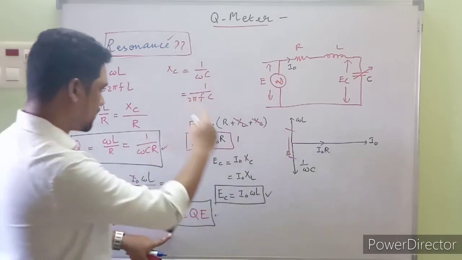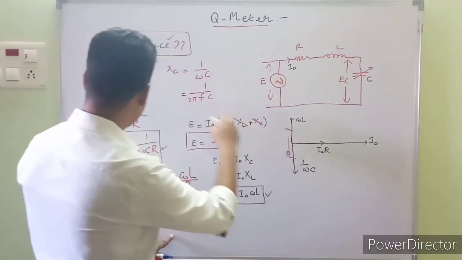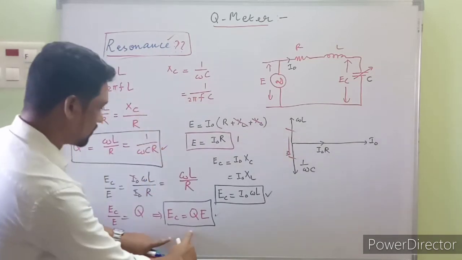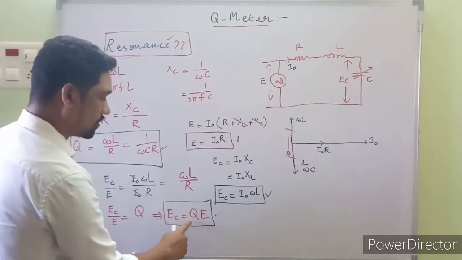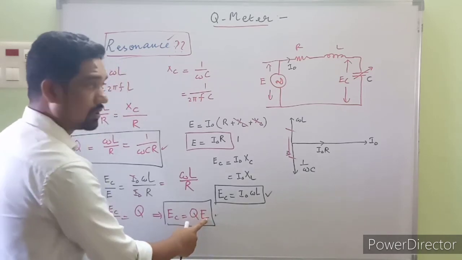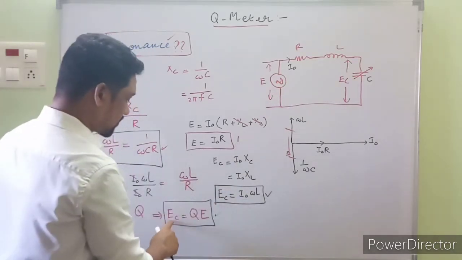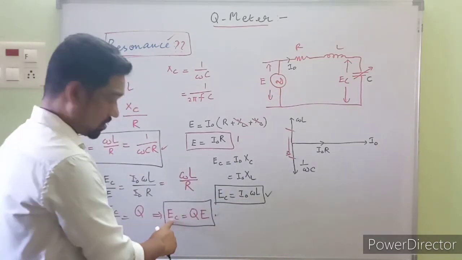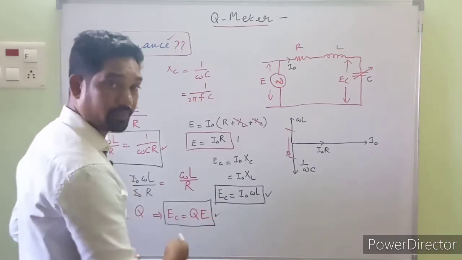Everything, one after the other. From the phasor diagram we get this one, and from the definition we get this one, and finally we reach this. At resonance, the voltage drop across the capacitor is equal to Q times the applied voltage E. E is the supply voltage. You can find the statement: the drop across the capacitor at resonance is equal to Q times the applied voltage. Please make a note, please.